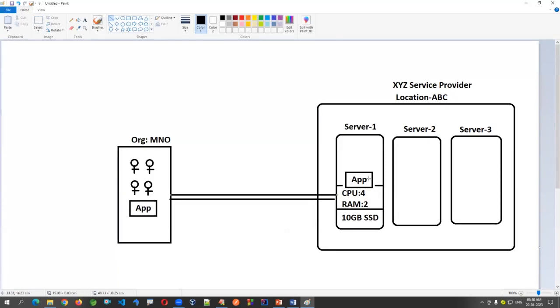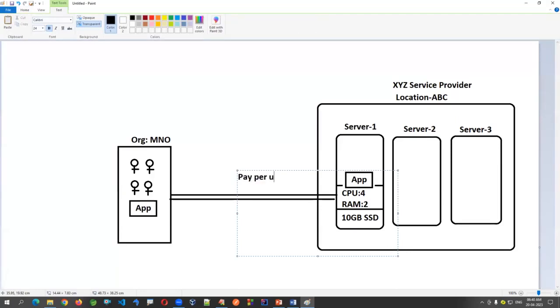So I'm not using the entire server. Assume the entire server is something like 40 CPU capacity, 200 GB RAM, and 100 GB SSD capacity. But I just use some part of the CPUs, some part of the server. So I'll pay for this part only.